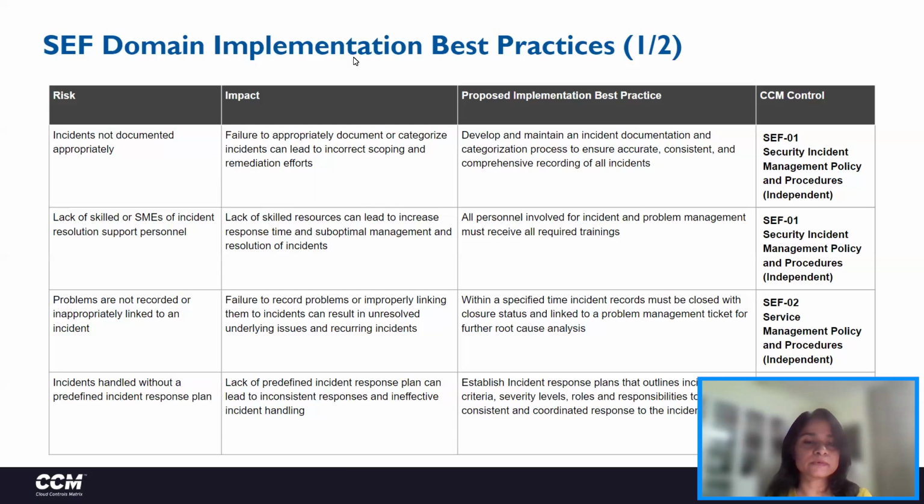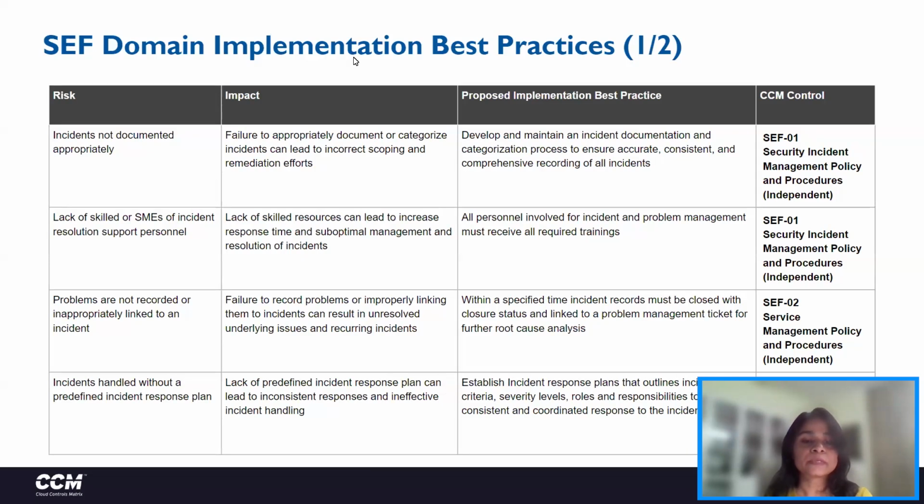So I'll start with the first one, which is incidents not documented appropriately. How it can impact: it can lead to incorrect scoping and remediation efforts. How do we rectify it? Develop and maintain an incident documentation and categorization process. How to go about it? Do refer SEF 01, which lists out how to go about documenting incidents.